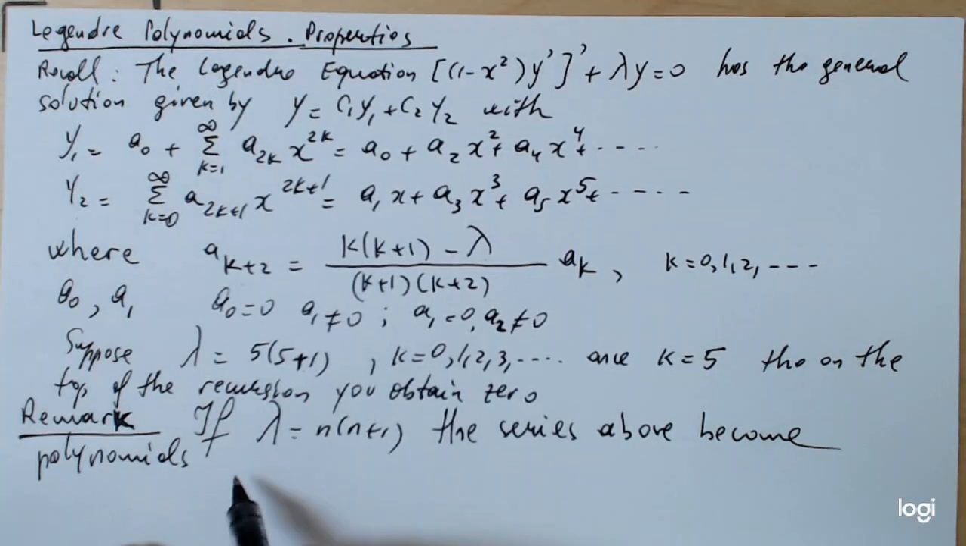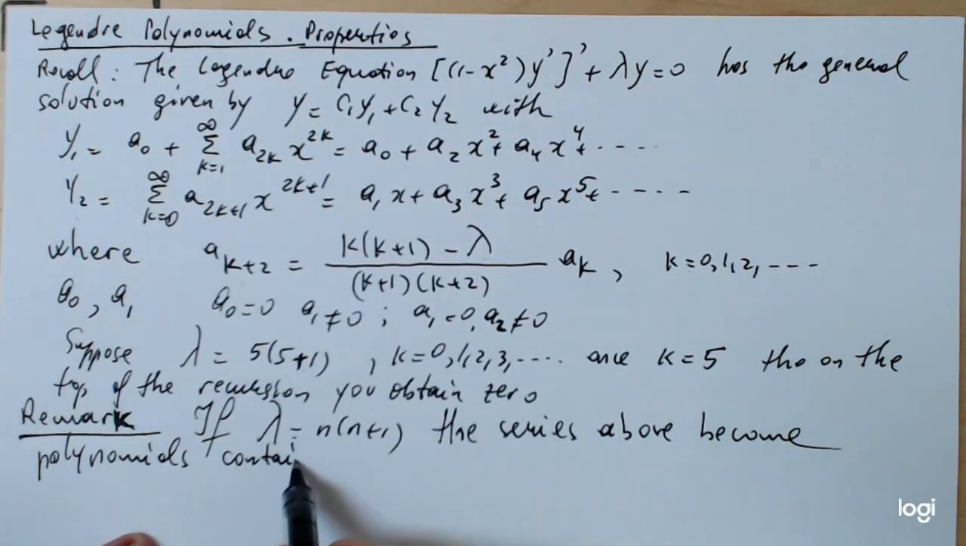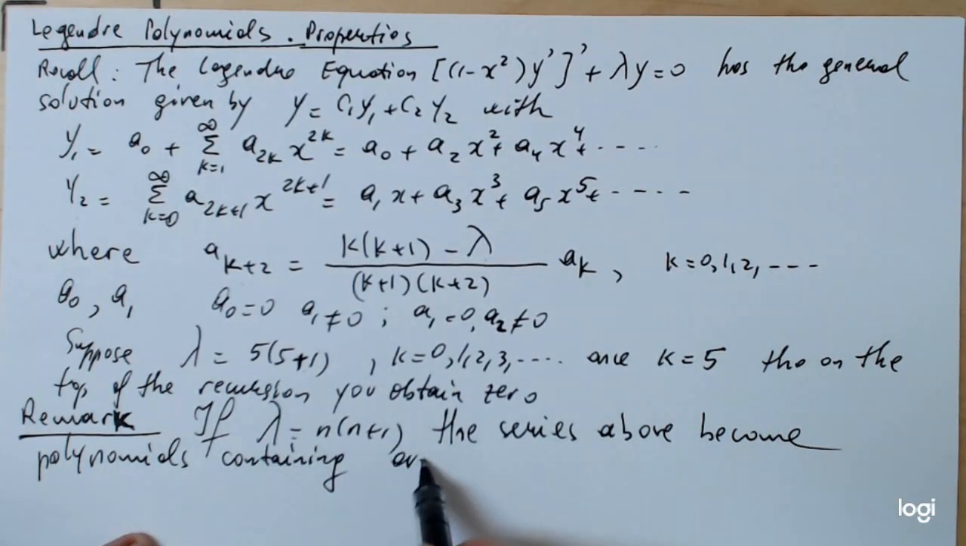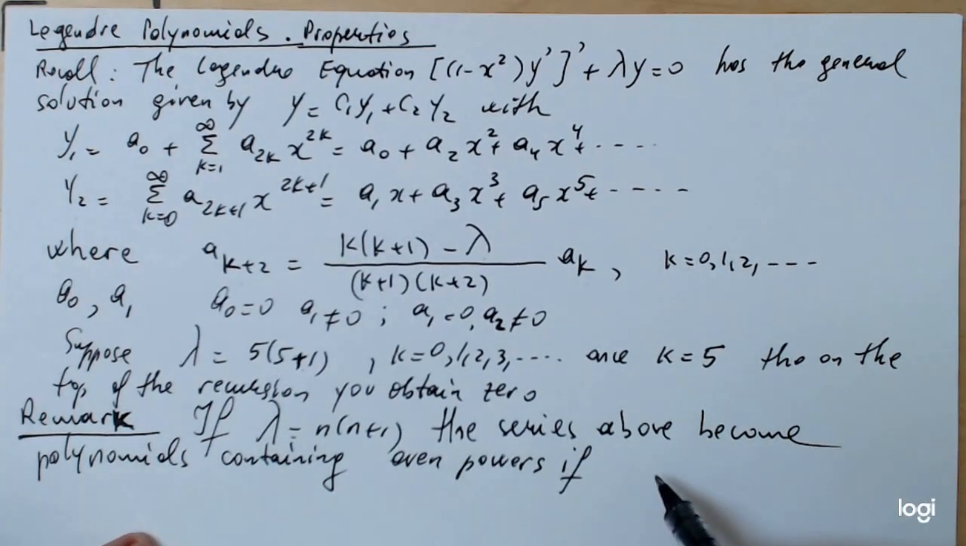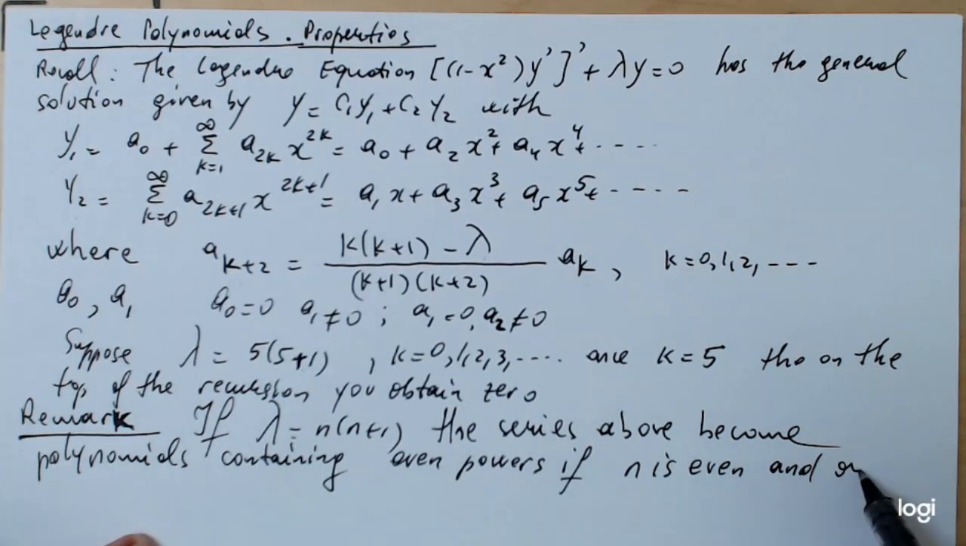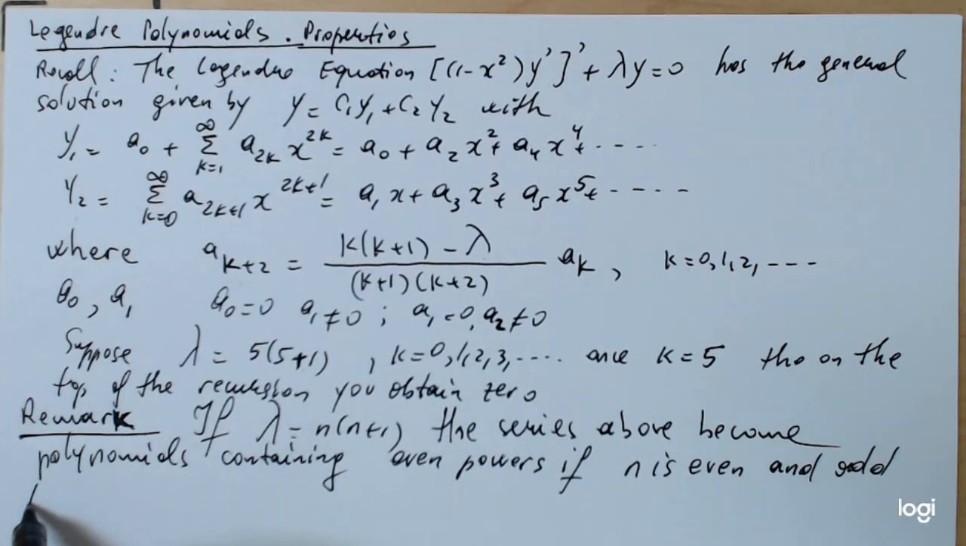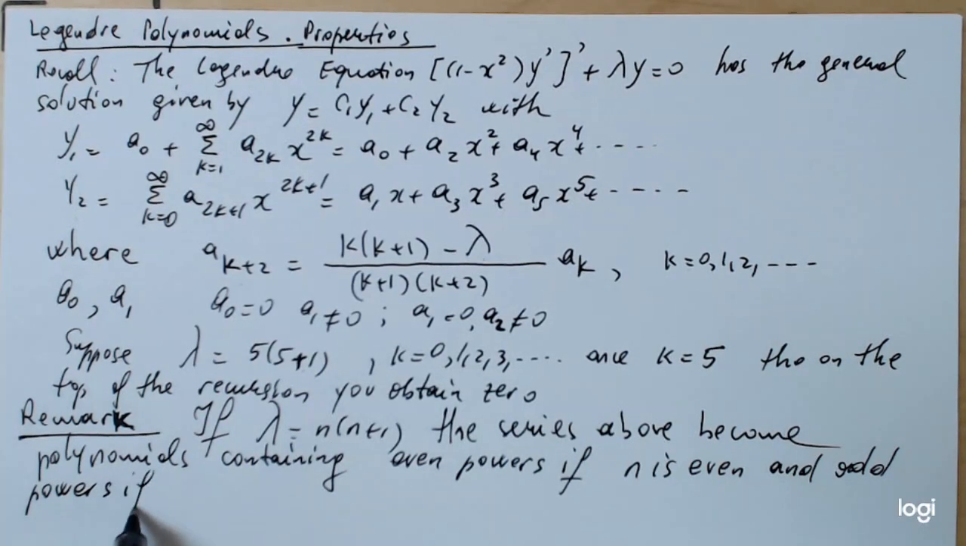and 2 types, right, containing even powers, if n is even, and odd powers, if n is odd. So the solutions of the Legendre equations can become polynomials once lambda is in this form that I just mentioned, n times n plus 1.